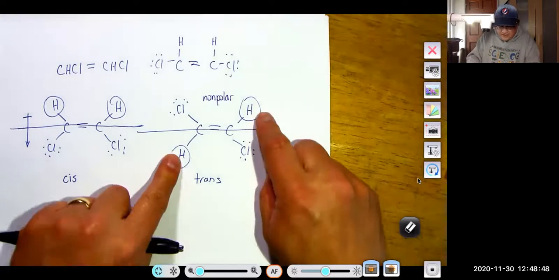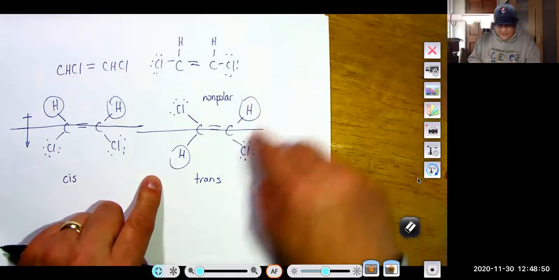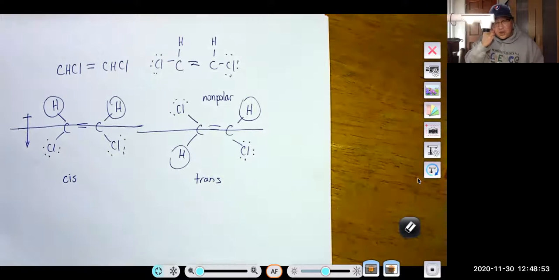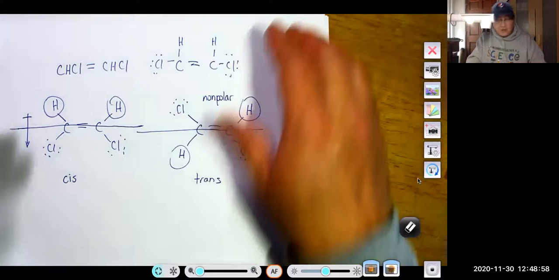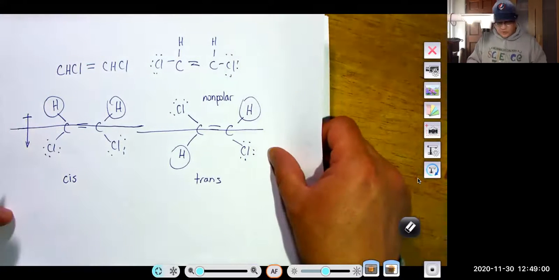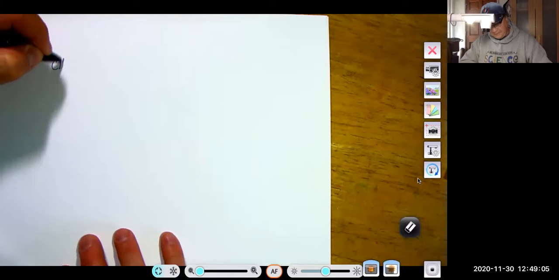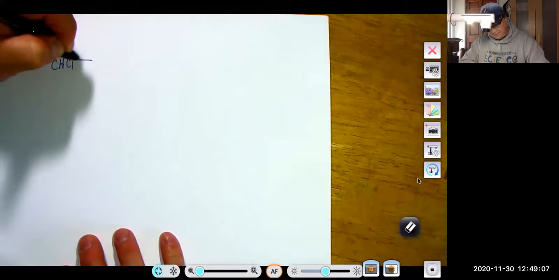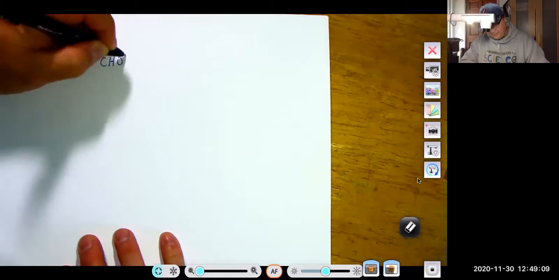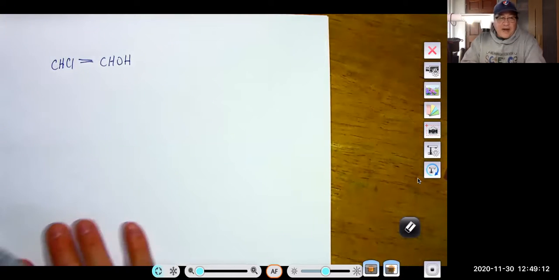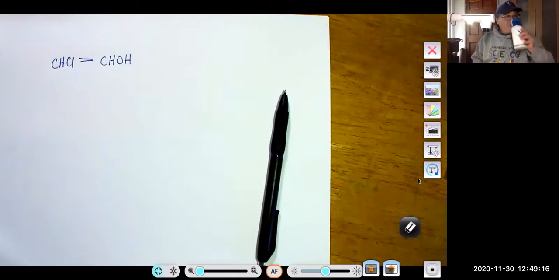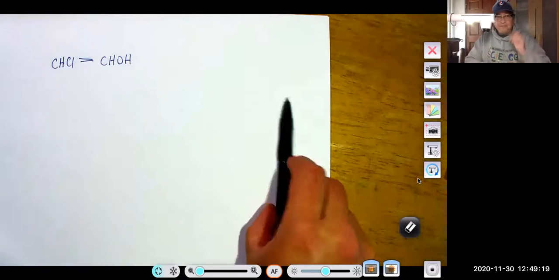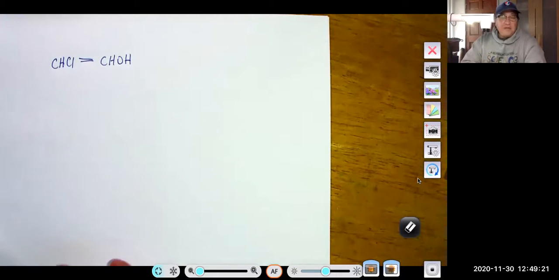Transcontinental. Trans meaning going from one side of the US to the other. So here, this is like one side to the other, trans. So you need to know these terms, cis and trans. So I'm going to give you another molecule, and I want you to draw the cis form and the trans form. Draw the cis and draw the trans. When you're done, give me an okay.